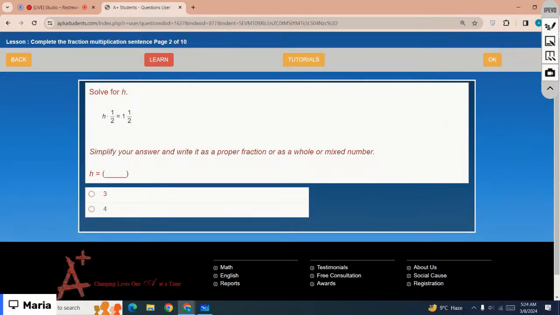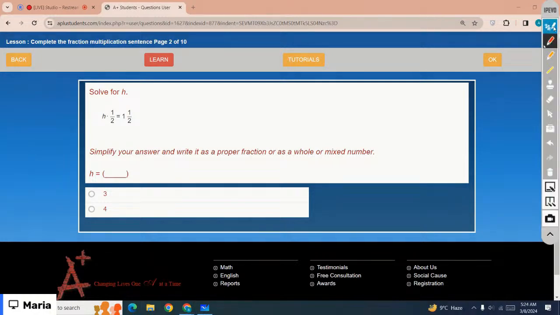The next one is h times 1 over 2 equals 1 whole 1 over 2, right? So h times 1 over 2, and 2 times 1 is 2 and 1 is 3 over 2, right? 2 is dividing here, right? h times 1 is h, so that is basically h over 2 equals 3 over 2, right? The opposite of division is multiplication, so you have to multiply both sides by 2. 2 times 2, 2 times 1 is 2, so you are left with h equals 3. The correct option is 3.